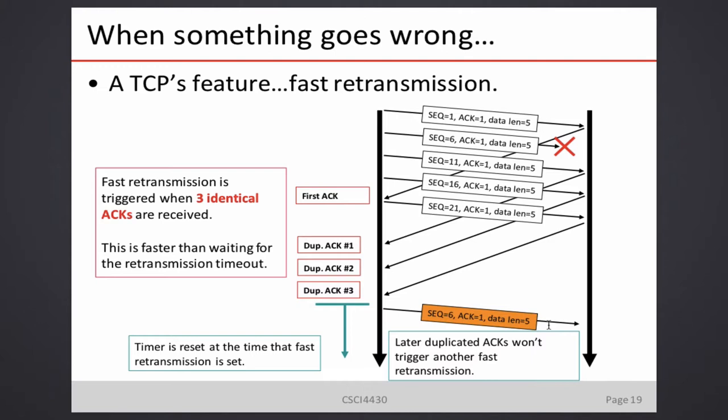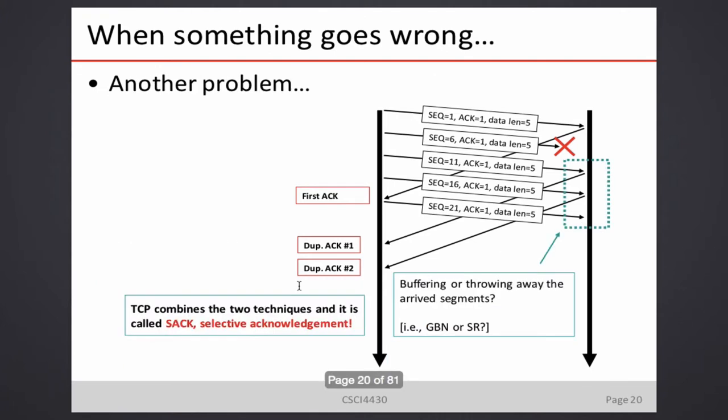Don't say that the fourth one is also a triple duplicated acknowledgement, because it's the 2nd, 3rd, 4th duplicate. So we retransmit again? No. We reset the counter to count for 3 again. So this is called triple duplicated acknowledgement driving the fast retransmission of TCP. So one more problem.